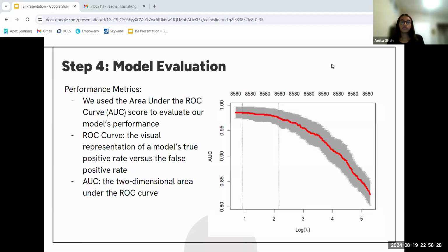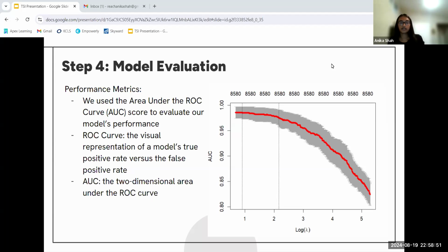The performance of the final model was evaluated using a separate testing dataset to ensure that the predictions were not overly fitted with the training data. We measured the model's accuracy by evaluating the AUC score. The AUC is the two-dimensional area under the ROC curve, which is a visual representation of our model's ability to distinguish between responders and non-responders.